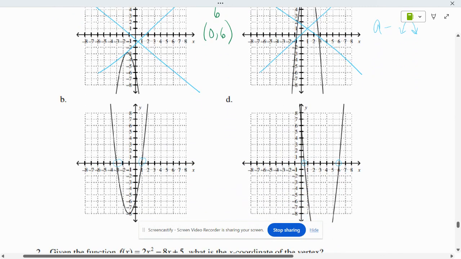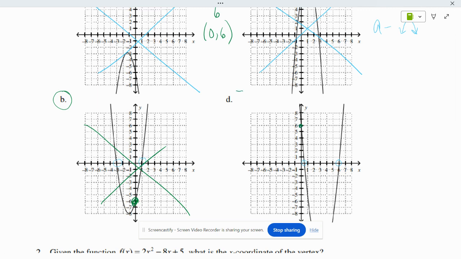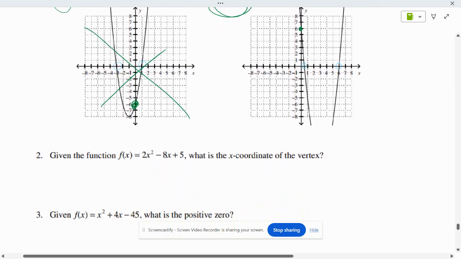So does my graph cross the y-axis at +6 in B? No, it crosses down at -6. So it's not that graph. It's this graph. So it's not B either. The only answer that works is D. So we just did that looking at A and then looking at the y-intercept. Super easy.